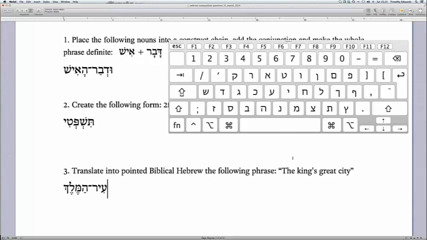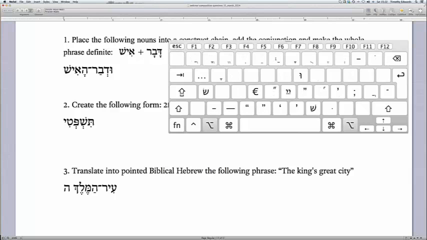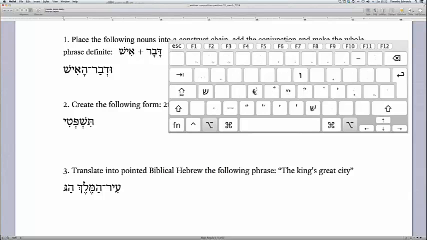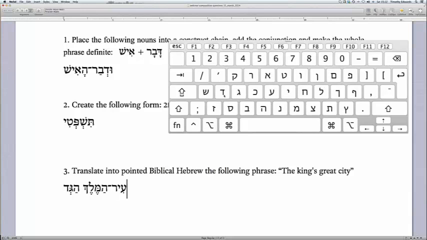So we have ir ha-melech, and now we need to modify the noun ir. Now that is a feminine noun, so it's definite because the construct chain is definite, so it's ha-gedolah. Ir ha-melech ha-gedolah, the king's great city, the city of the king, the great city of the king.